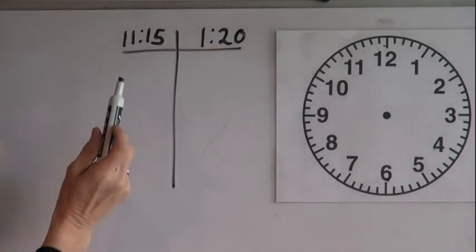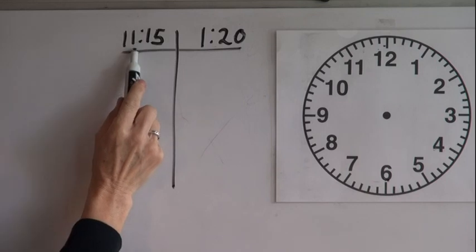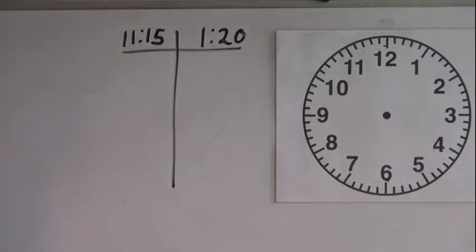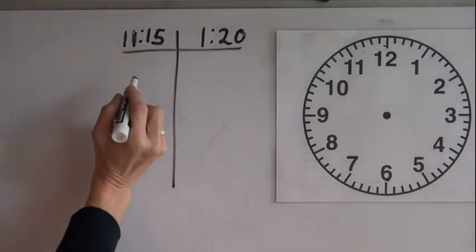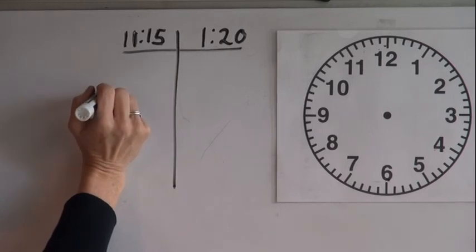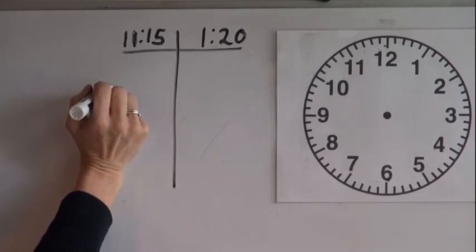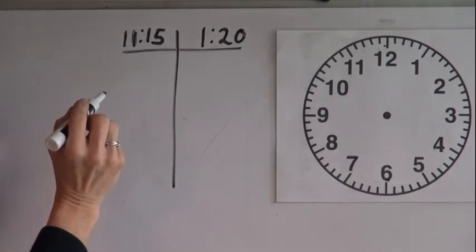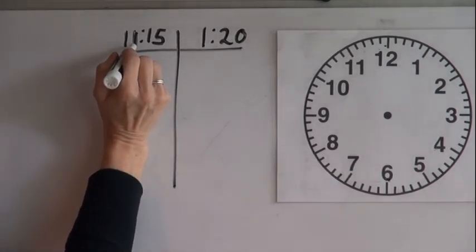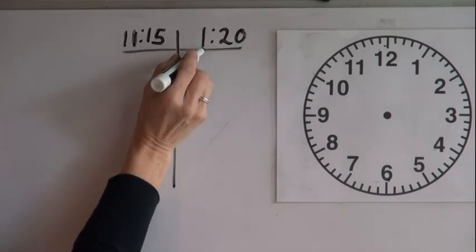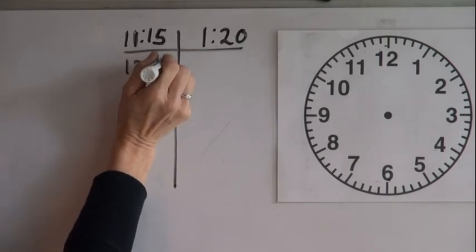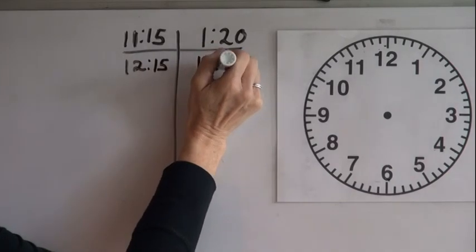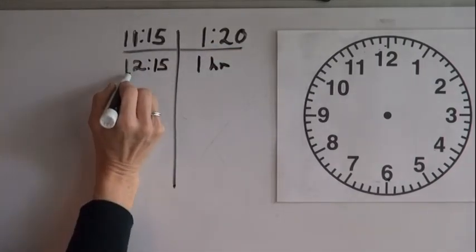Let's try this one. We want to see how much time is in between 11:15 and 1:20. Remember, it's almost kind of like Big 7 where you can take little bites or big bites depending on what you want. And so it's the same here. I'm going to take the biggest bite of an hour first. So 11:15 plus an hour would be 12:15. Okay, that will work. 1 hour. 12:15 to 1:15.